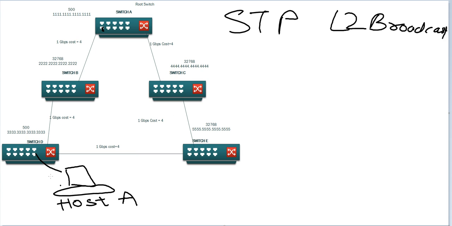Switch D, as soon as it receives the traffic, will send out to all connected switches. It is going to send it to switch B as well as to switch E. Those two switches will in turn send traffic to switch C and switch A. So from switch E it is going to go to switch C, and then from switch C it is going to go to switch A. Similarly, from switch B it is going to go to switch A. So both of them are going to send the traffic to switch A.